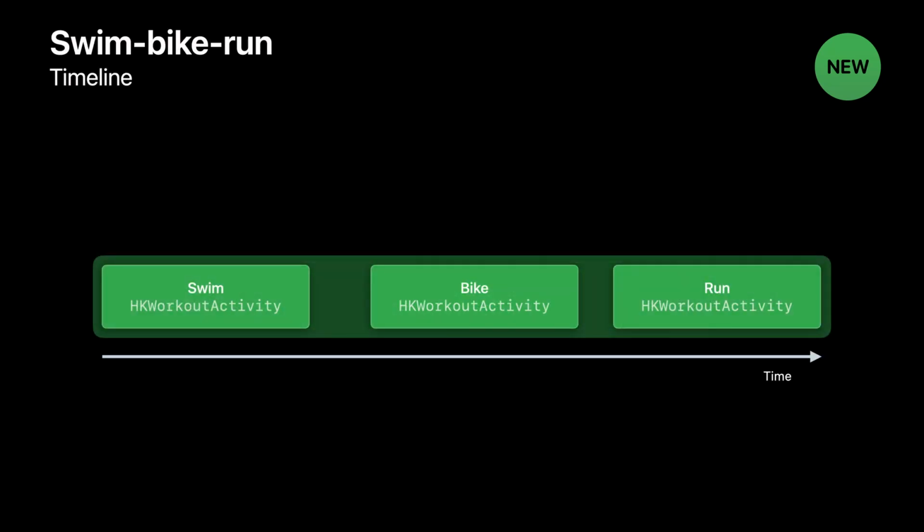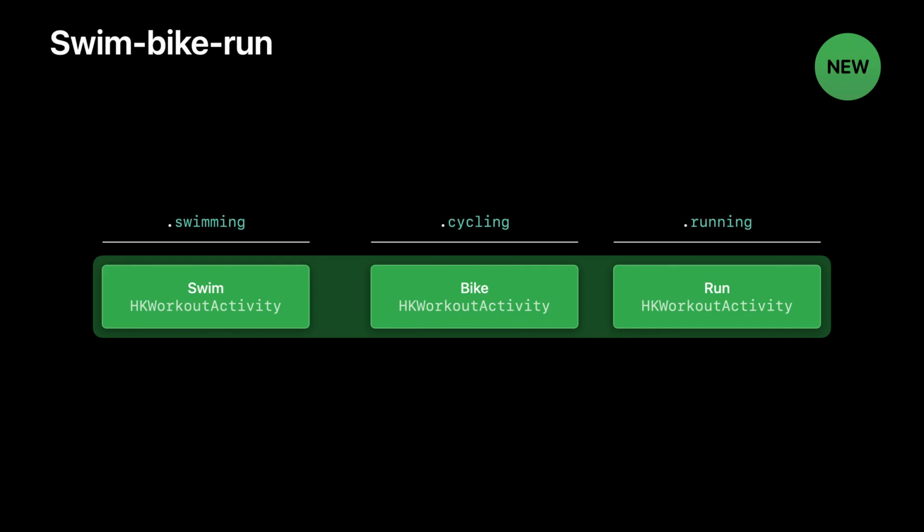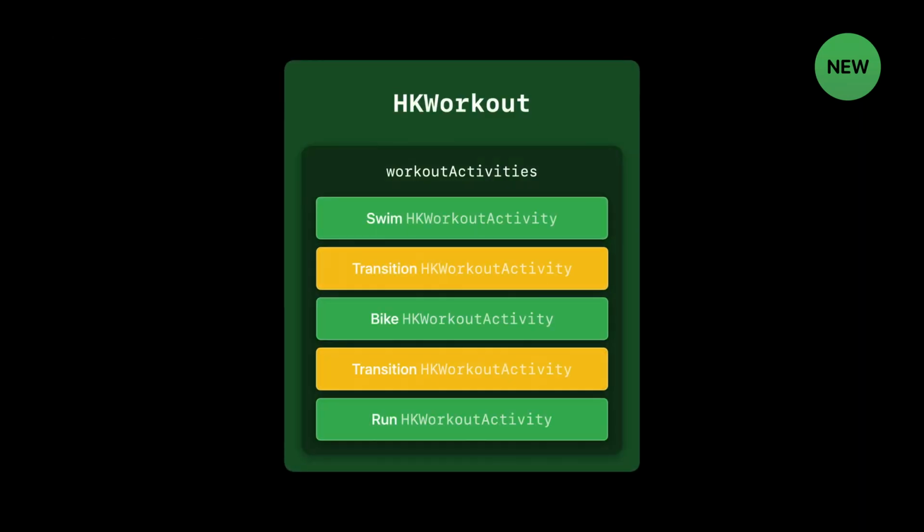Going back to my timeline, my 3 activities are configured with their appropriate activity type. Activities cannot overlap in time. And because there may be a transition period between each activity, they are not required to be contiguous. If I'm interested in analyzing what happened during these transition periods, I can create an HKWorkoutActivity for each transition, with the type transition. All of these activities will be saved with the HKWorkout object under the workoutActivities property.